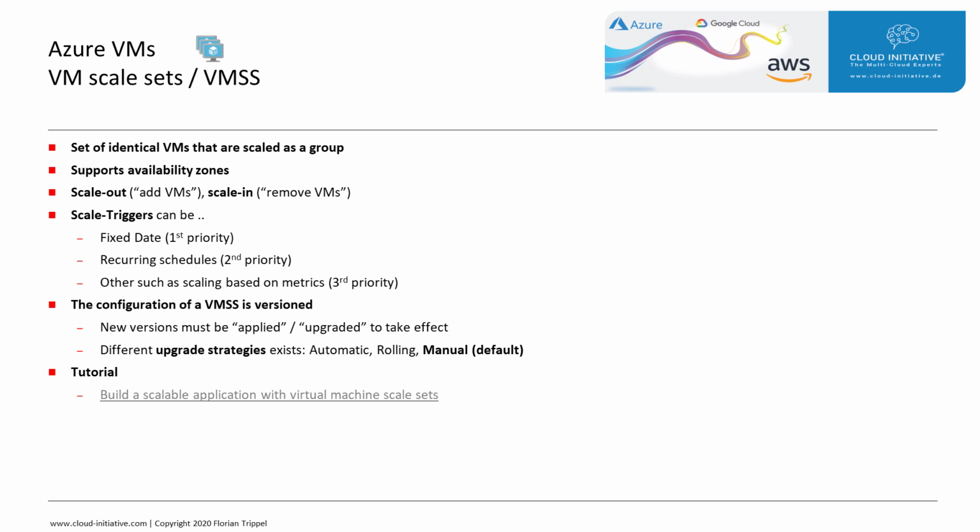Rolling means that the VM scale set rolls out the update in batches across the VM scale set. With the rolling option, we can also add an optional pause. With the rolling option, it can happen that during a short period of time, we run different configurations or application versions in our VM scale set. The rolling mode also requires that we add either a health probe or the application health extension.